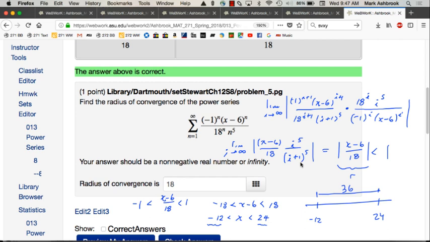Any questions? We've got more to do, so we won't take the time. But again, if we wanted the interval of convergence, meaning we need to determine all values of x that make this thing converge, we would plug the negative 12 in for x.